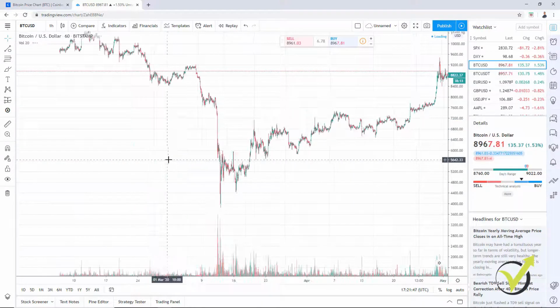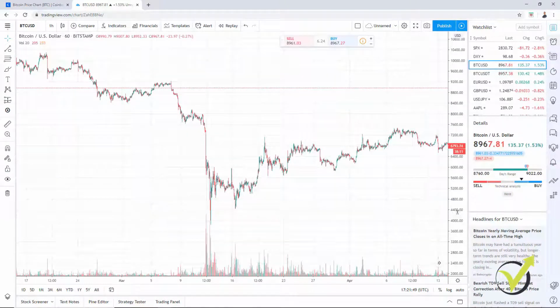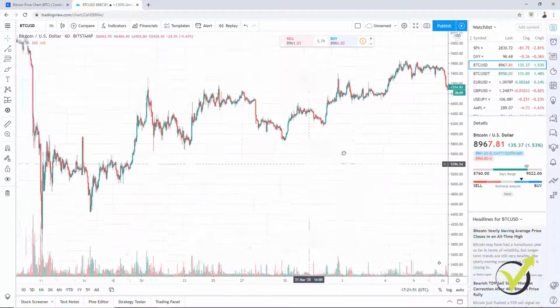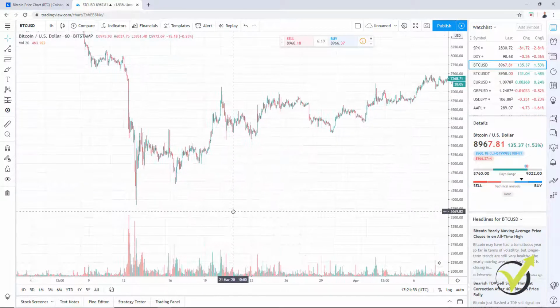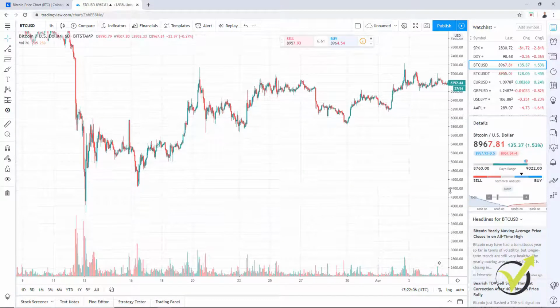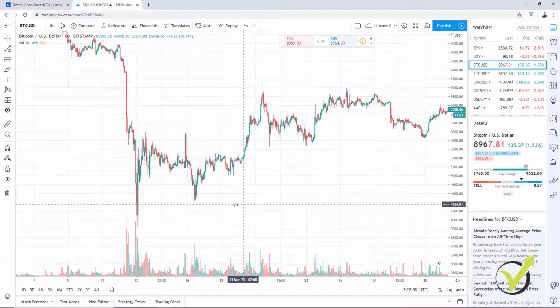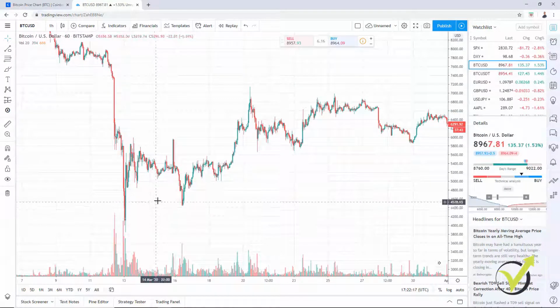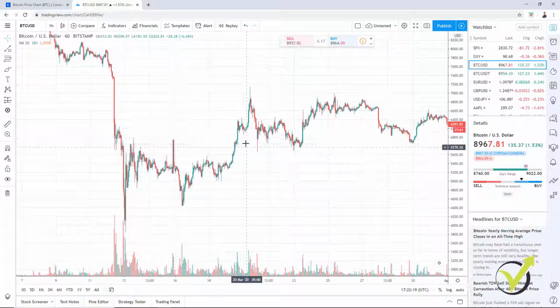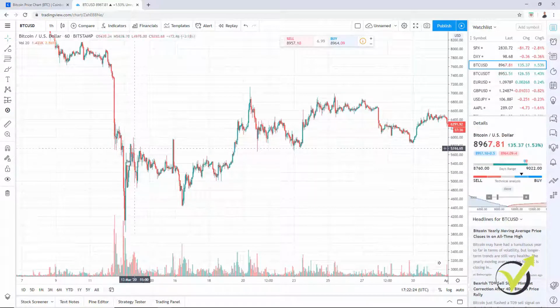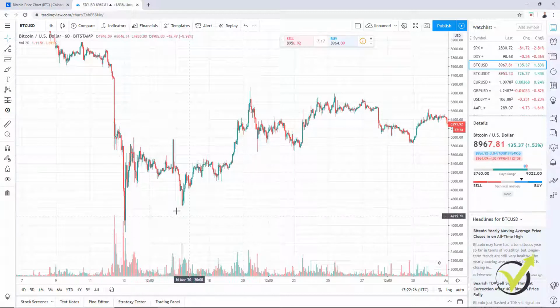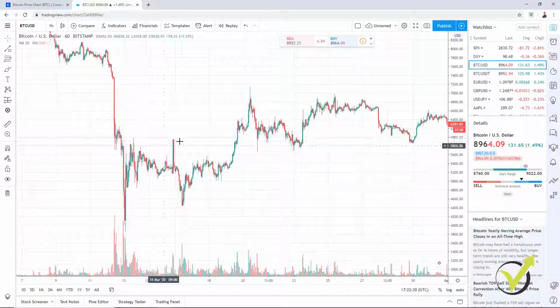Okay, let me just make it more visual. Here it is. So this is the current market that we have after the crash since March last month. What we have, first of all, the uptrend was back after these highs were broken. So we have already a series of higher highs and higher lows. This low is higher than this one, and this high is higher than this one.